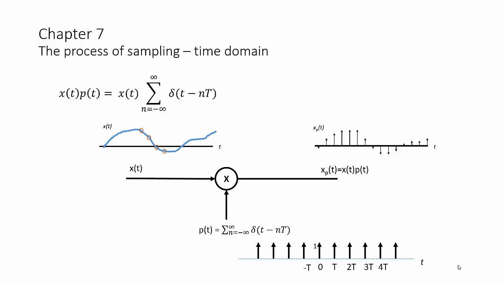In Chapter 7, you were introduced to the process of sampling, and we started by looking at that in the time domain. There we had an input signal that was multiplied by another signal. We looked and determined what its output signal would be.